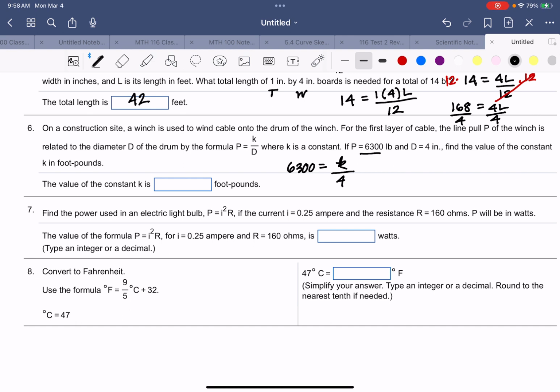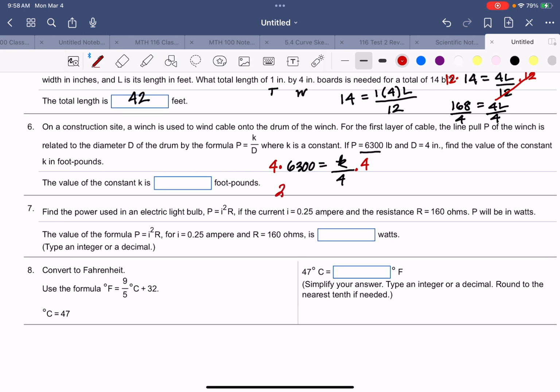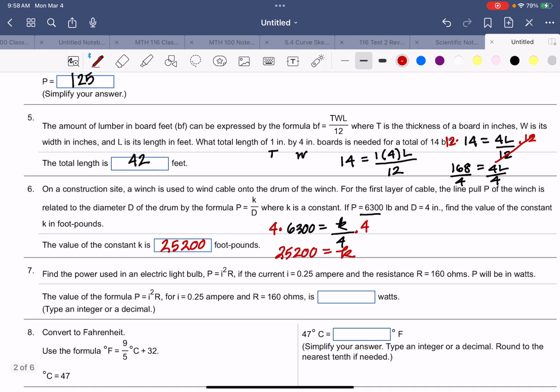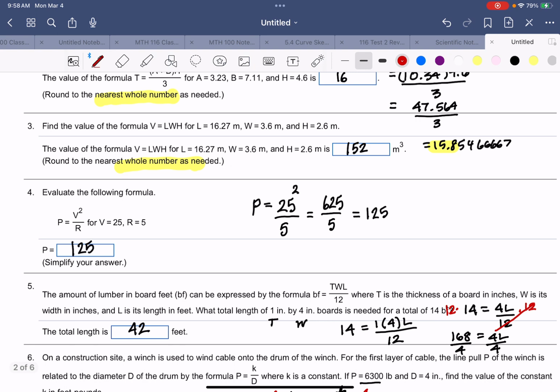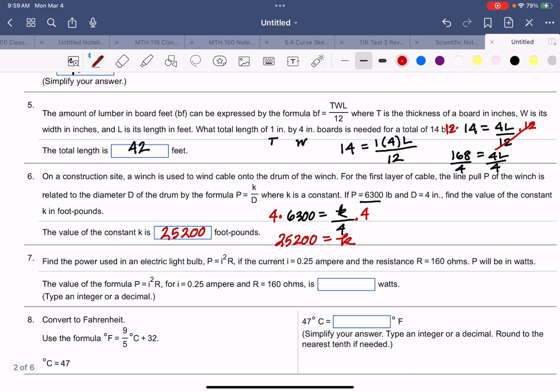So this is another one where we're solving instead of simplifying. So I'm going to multiply by 4 because division by 4, the opposite of that is multiply. 4 times 6,300 gives me 25,200 equals K. 25,200. So again, some cases you're simplifying. That's when the variable is already by itself on one side. And some cases you're solving, and that's when there's a variable mixed in with operations and there's a number on the other side.